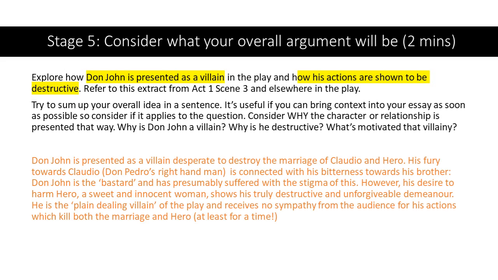So you may have written something like this. Don John is presented as a villain, desperate to destroy the marriage of Claudio and Hero. His fury towards Claudio, Don Pedro's right-hand man, is connected with his bitterness towards his brother. Don John is the bastard, and has presumably suffered with the stigma of this. However, his desire to harm Hero, a sweet, innocent woman, shows his truly destructive and unforgivable demeanour. He is the plain-dealing villain of the play, and receives no sympathy from the audience for his actions, which kill both the marriage and Hero, at least for a time.